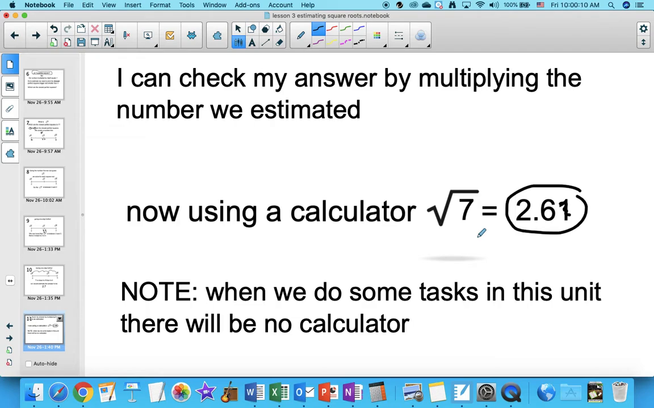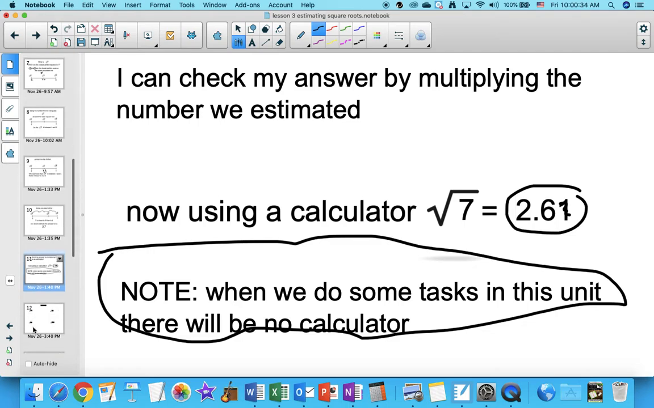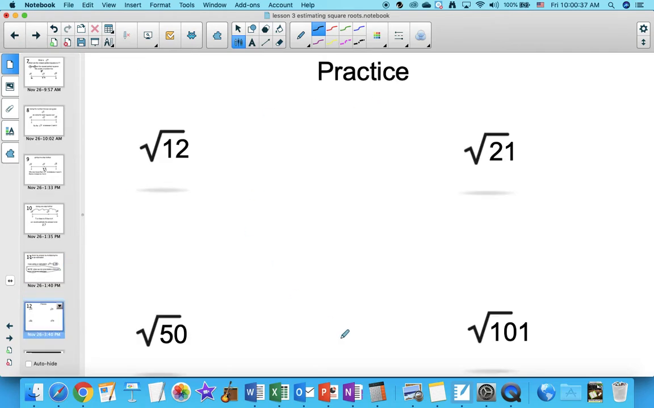However, when we do these questions on a test or an assignment, you need to estimate your answer using a number line. I don't want you just using a calculator because anyone can punch these numbers in. I want you to show me you understand how the calculator gets those answers, or how we can estimate the square root of a number. So using these, pause the video and try on your own to estimate these numbers.